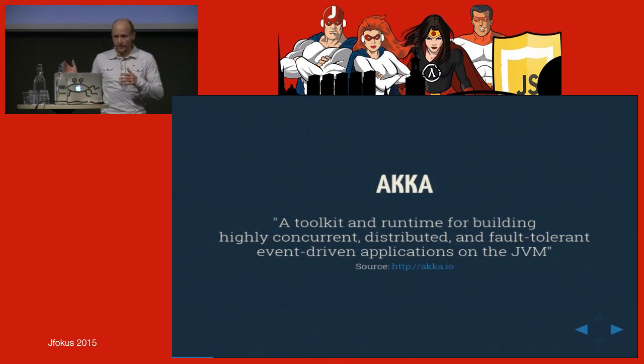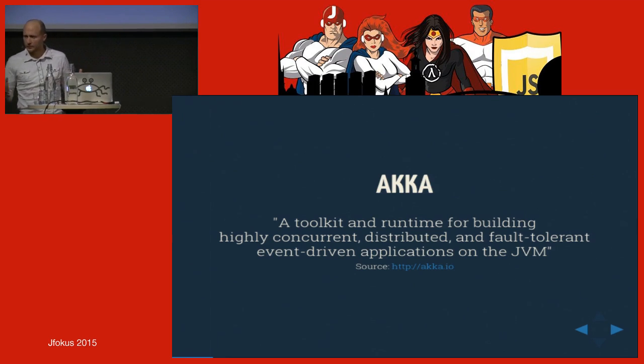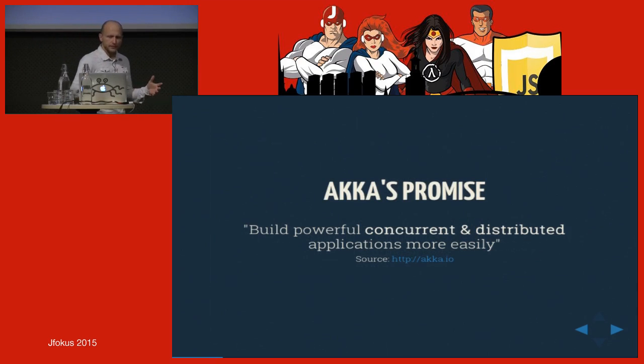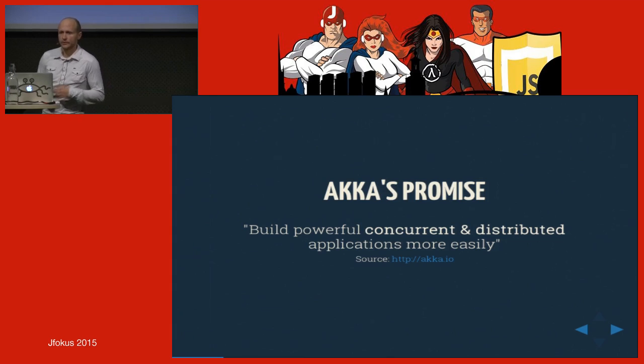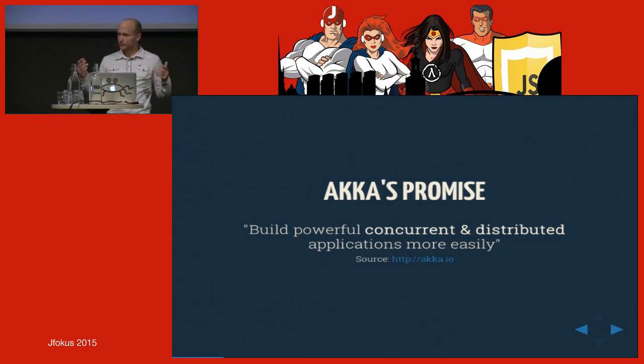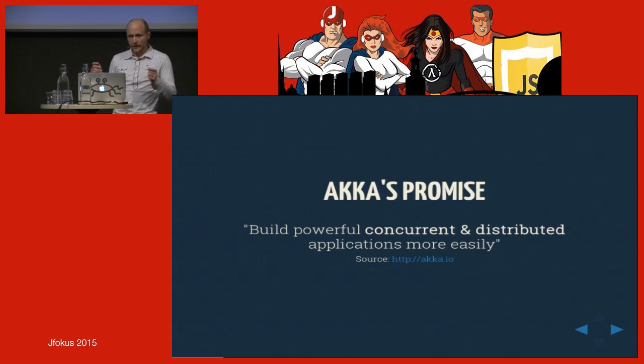And when we look at Akka, and you go to the Akka.io website, then Akka describes itself as a toolkit and runtime for building highly concurrent, distributed, and fault-tolerant, event-driven applications on the JVM. So that's quite a mouthful. So what does it mean? There's also a promise there that's a bit more catchy, and it says, Akka wants to make it easy for us to build powerful, concurrent, and distributed applications. That's the challenge that we face, and that's what Akka has taken on its shoulders, right? And the core points here are concurrency and distribution.